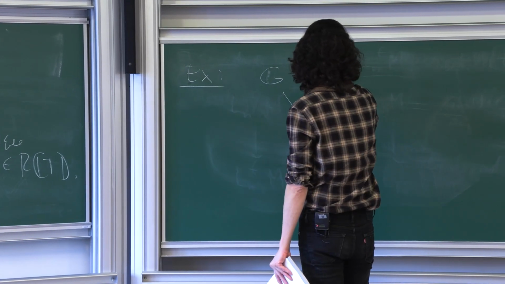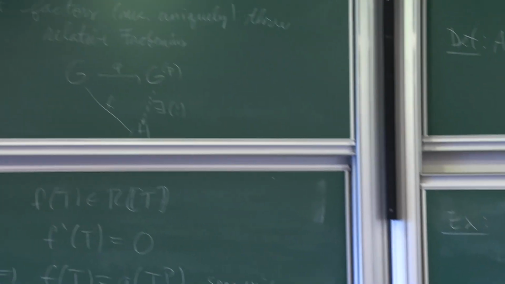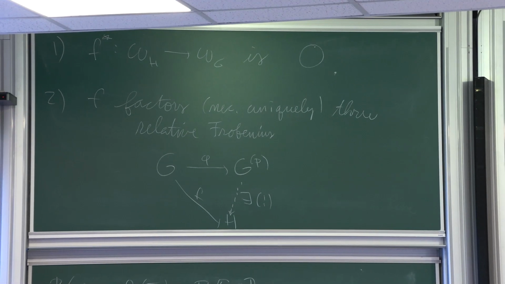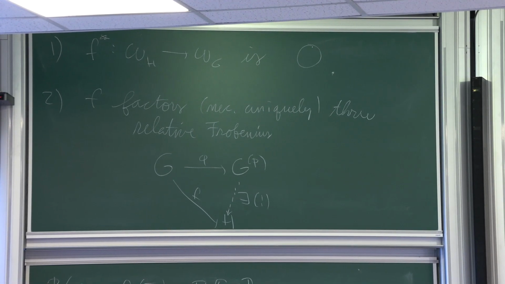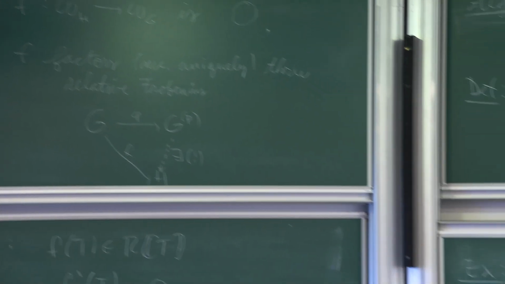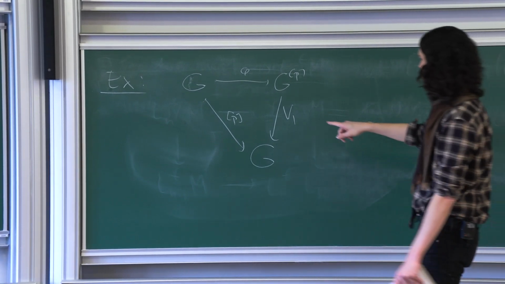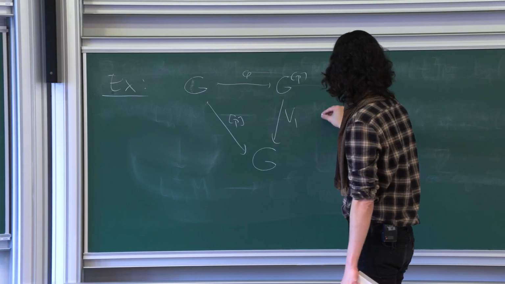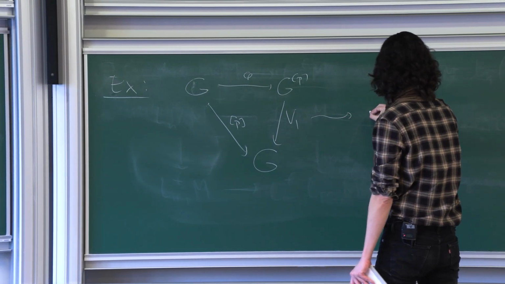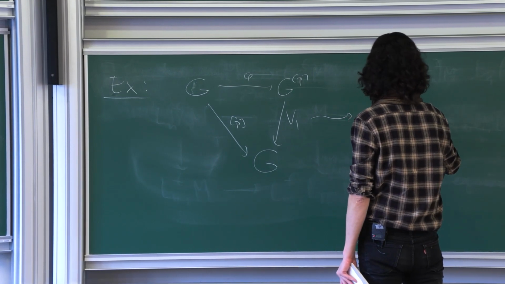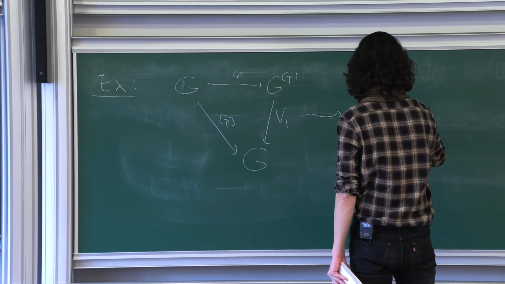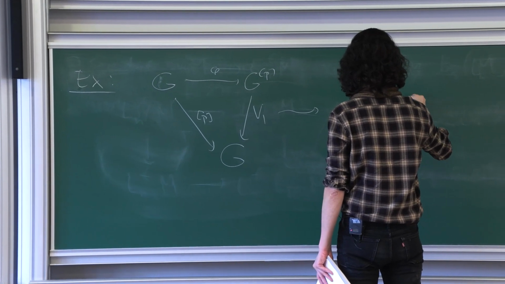By condition 2, we get a unique factorization through the relative Frobenius, and this we call capital V1. Then we can ask what the effect of V1 is on the cotangent space, and we get something called little v1. Where does this live? It actually lives in omega G tensor p minus 1.